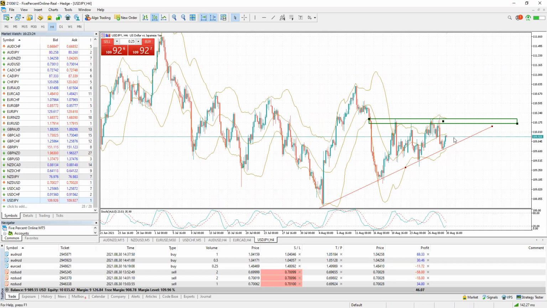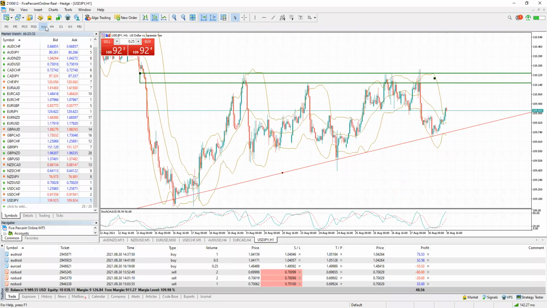So that's what I see here. Yeah, the H1 is the same. See, this one is very clear. Okay, let's talk about USDCHF.